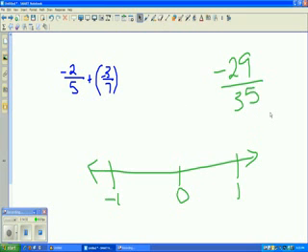So that's adding and subtracting rational numbers. Hopefully this helped you a little bit. If you still have questions, you know what you can do. Otherwise, try some problems on your own.